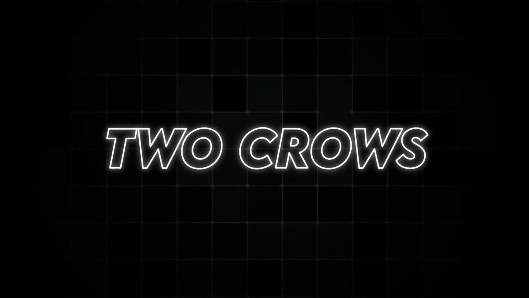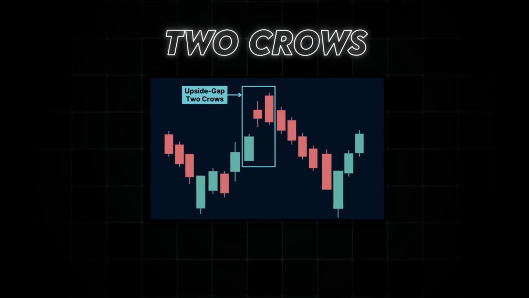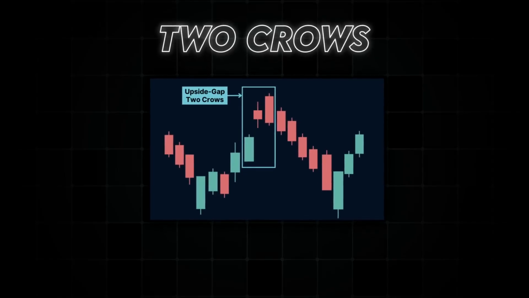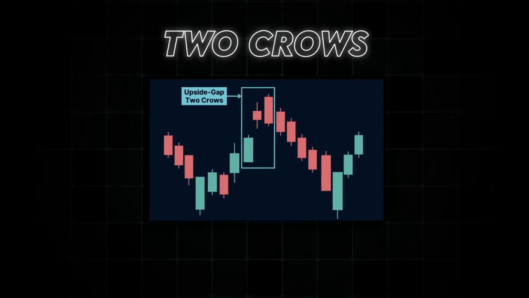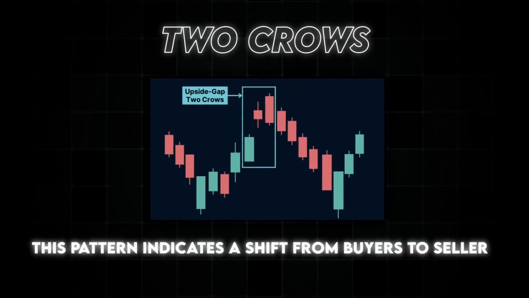Next we have the two crows. This is a bearish reversal pattern occurring in an uptrend. It's a long green candle followed by a similar red candle that opens within the body of the previous candle and closes lower. This pattern indicates a shift from buyers to sellers.